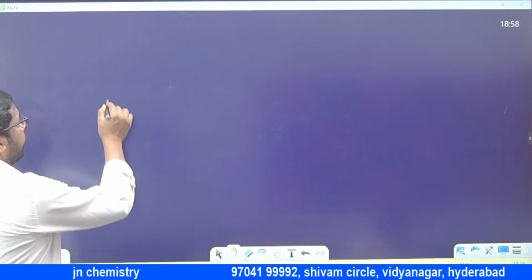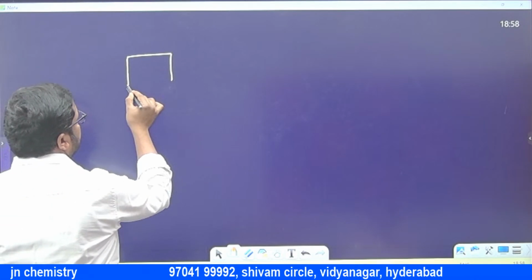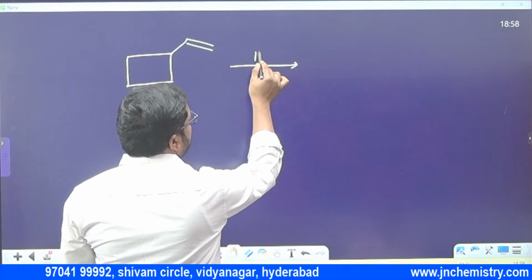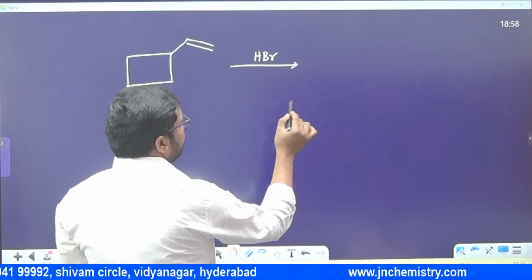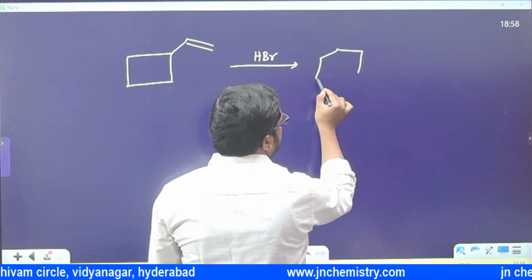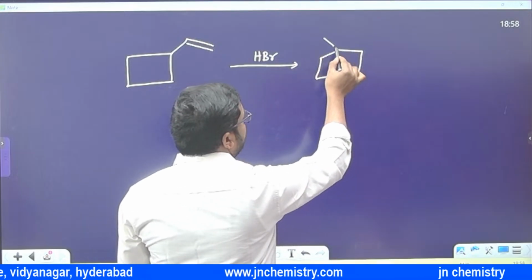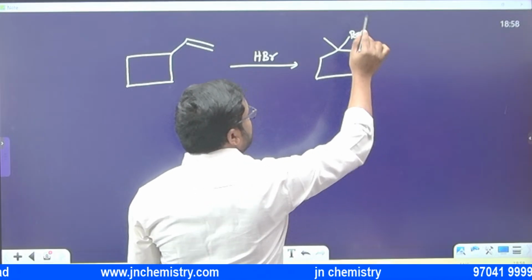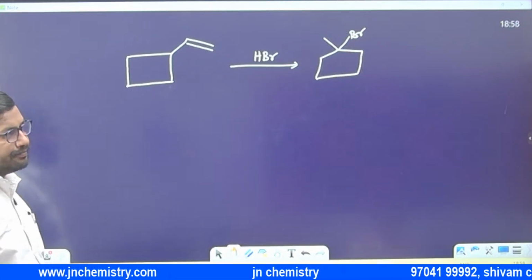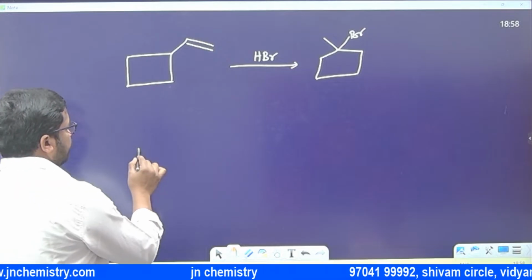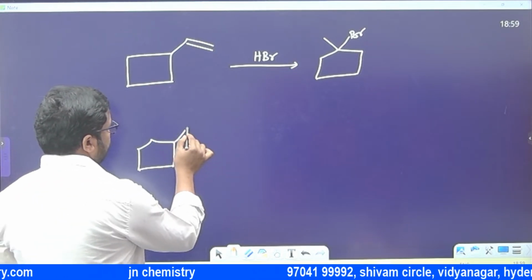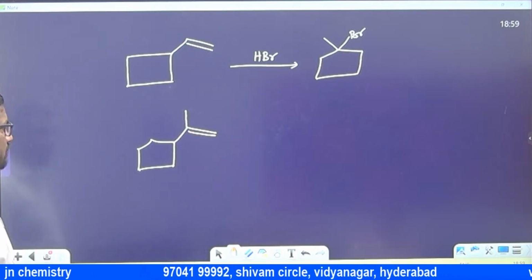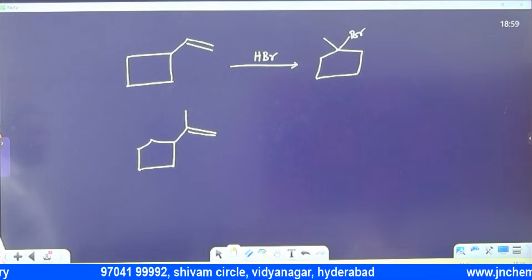Same example which I gave you, with HBr. Simply the same as that, I am directly writing the product. Cyclobutane will become cyclopentane. Same. Try this one more time. Try this now.